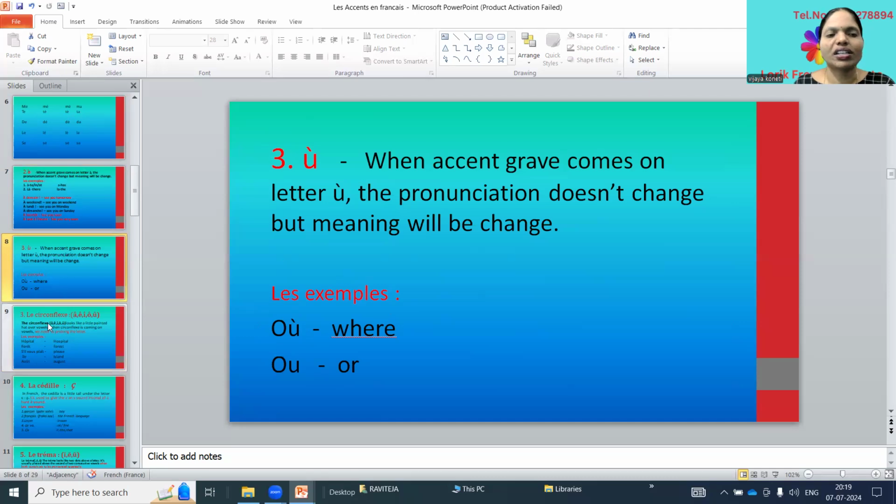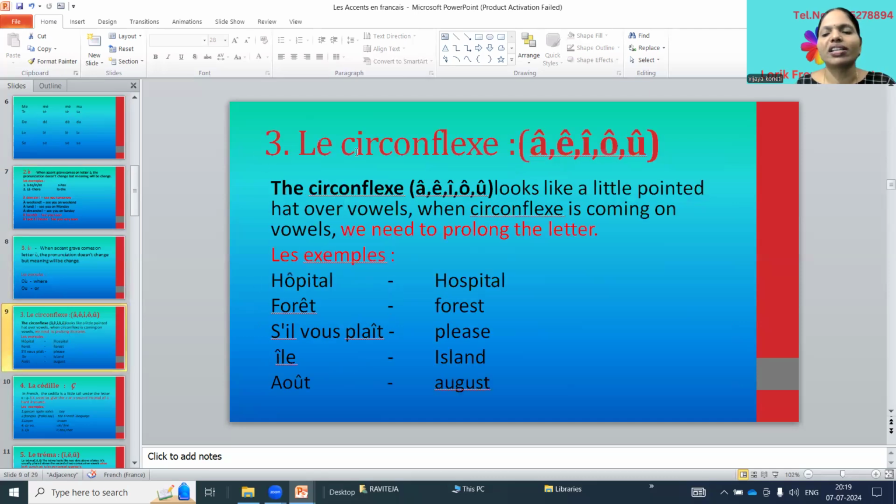And the next one, the third rule: the circumflex. It comes on five main vowels: on A, on E, on I, on O, on U. Whenever the circumflex comes, we need to prolong the letter. Sometimes it comes instead of an S also. The circumflex looks like a little pointed hat over the vowels. When the circumflex comes on vowels, we need to prolong the letter.